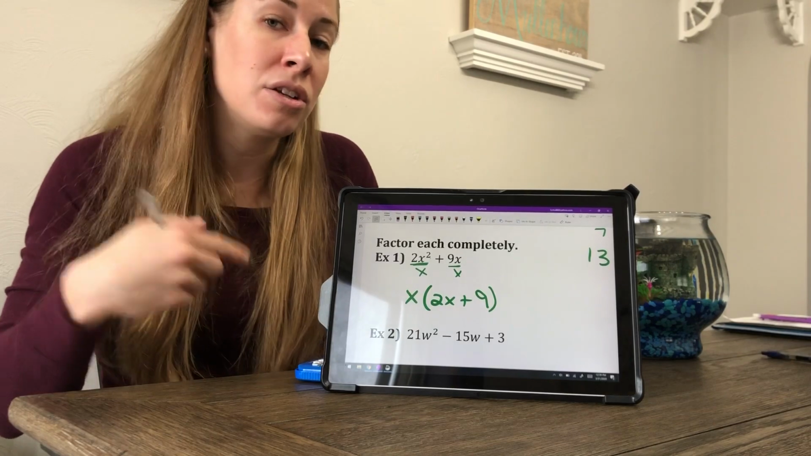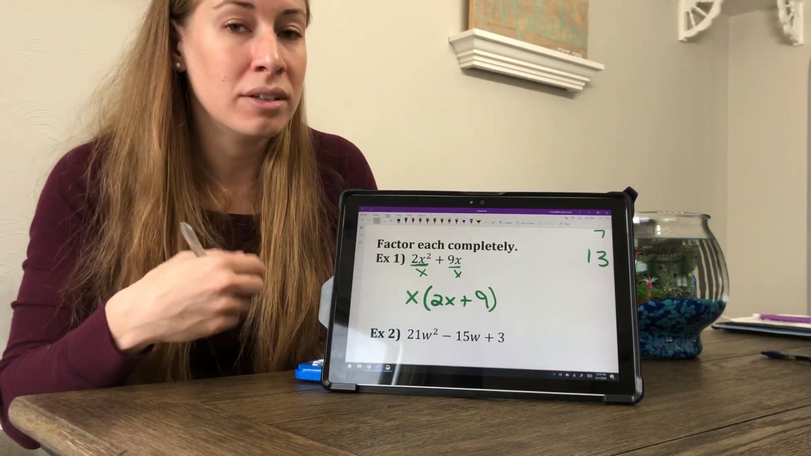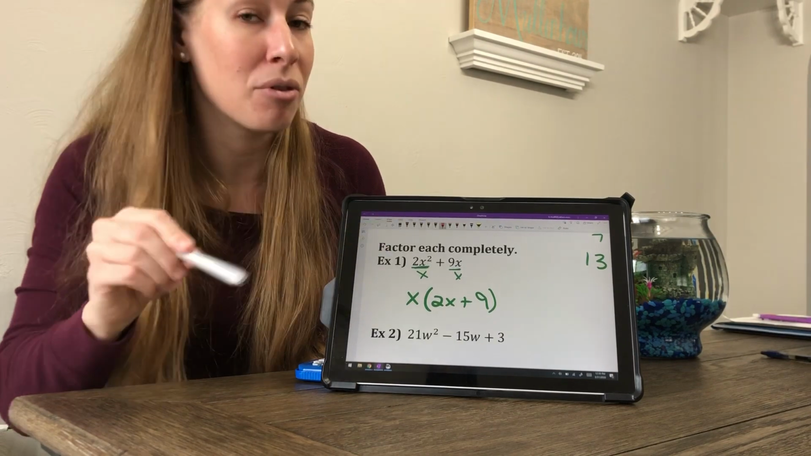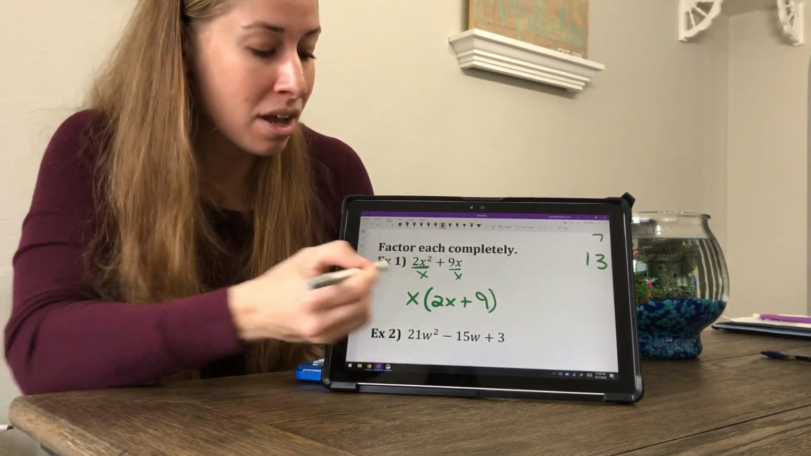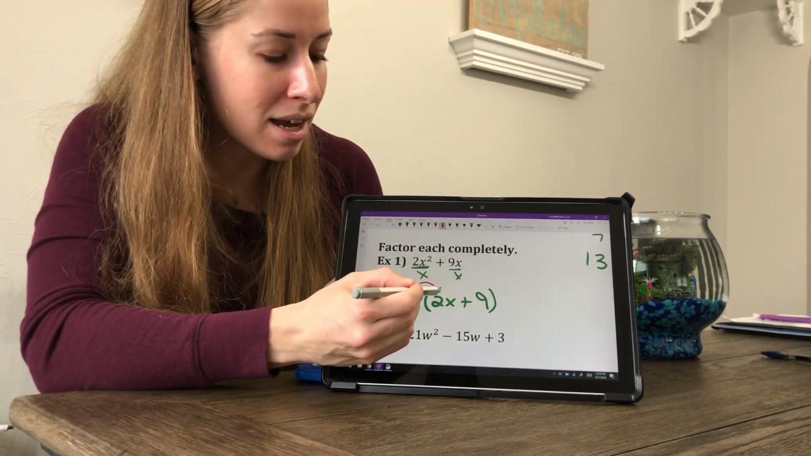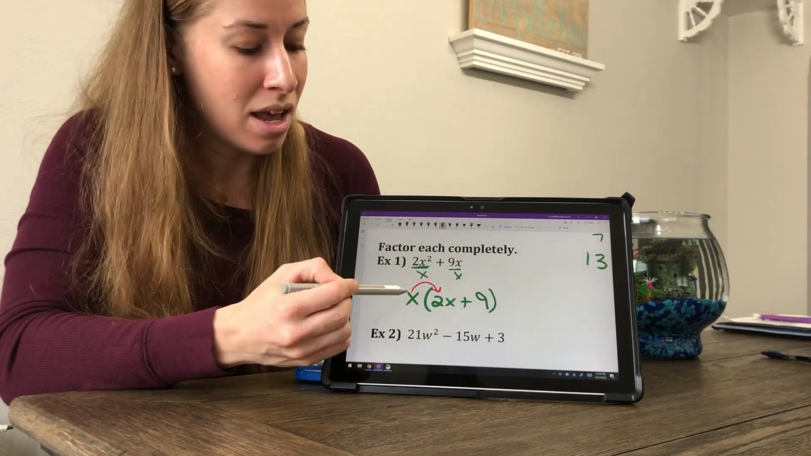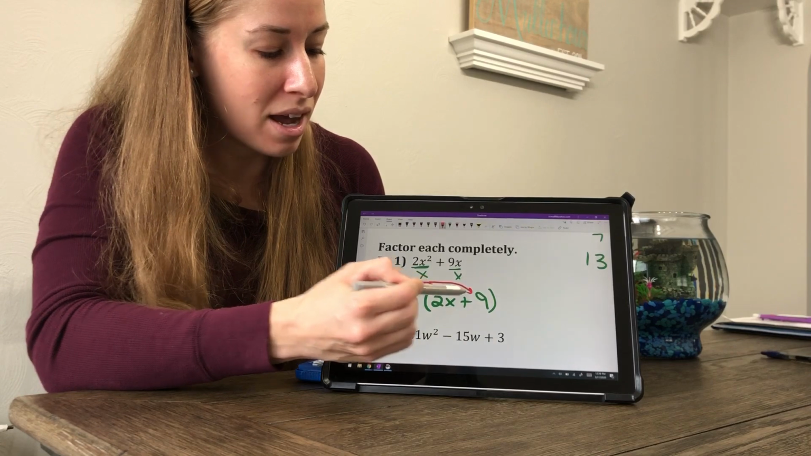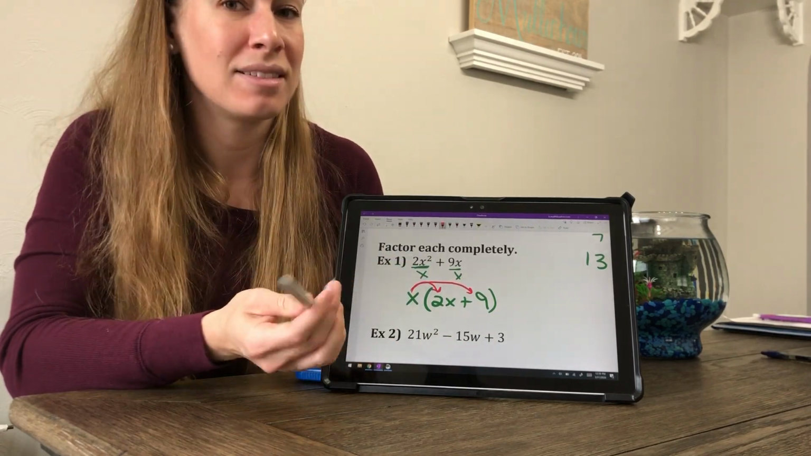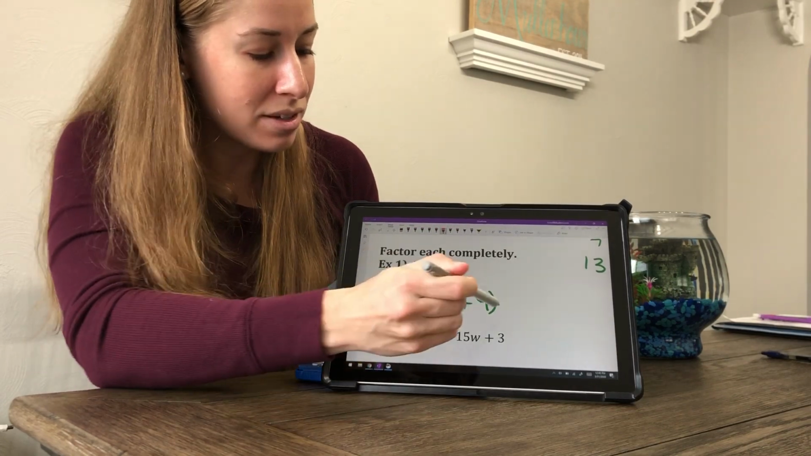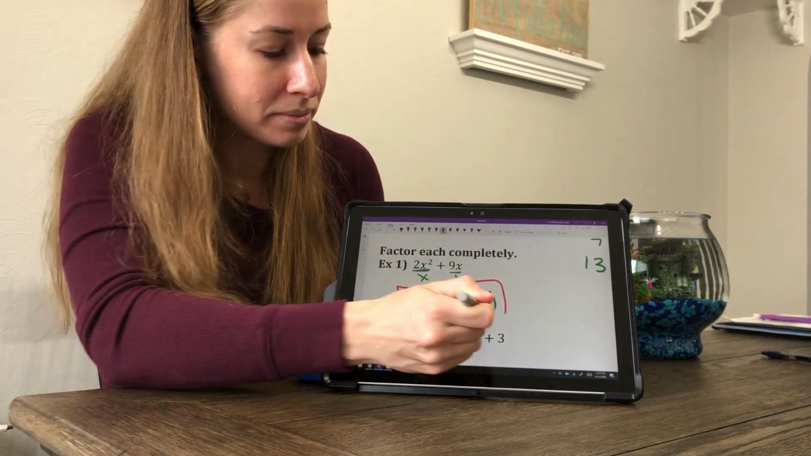Since we're undistributing or unfoiling, what you should be able to do is redistribute or refoil to check your answer. If I were to multiply x times 2x, would I get 2x squared? Yes. If I were to multiply x times 9, would I get 9x? Yes. So we did it correctly. So that is your final answer there.